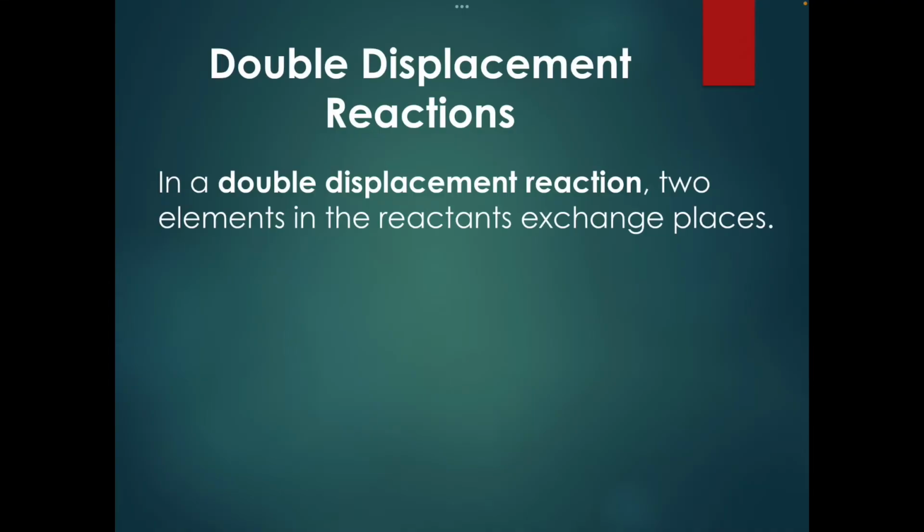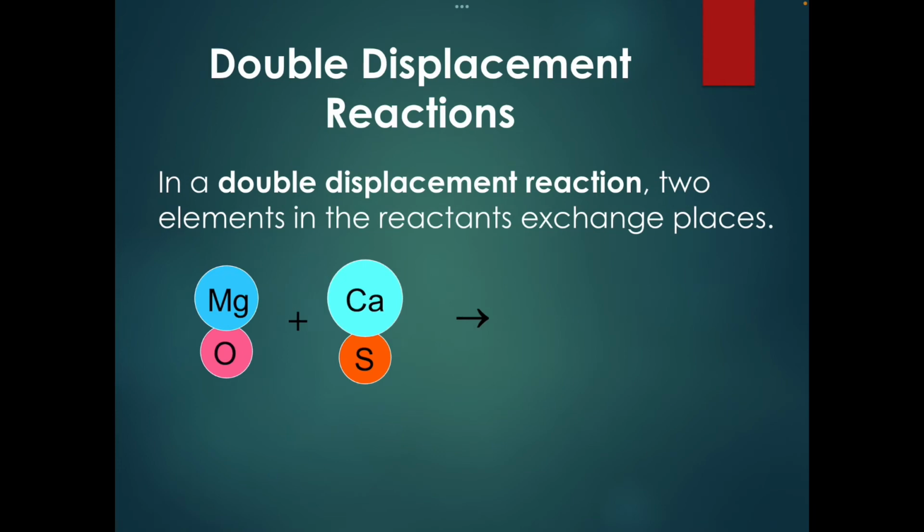All right, our last type of reaction that we are going to talk about today is double displacement reactions. So when we have a double displacement reaction, 2 elements in the reactants are going to trade places, okay? So this is different from when we saw single displacement reactions, because remember, in a single displacement reaction, we had an element reacting with a compound. Here, in a double displacement, this will always be a compound reacting with a compound, okay?